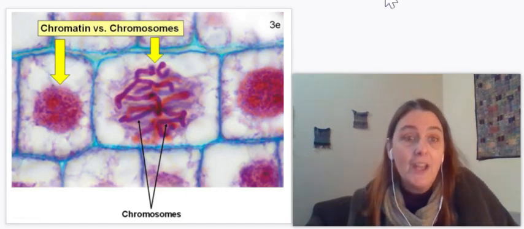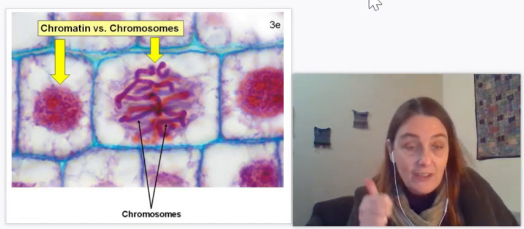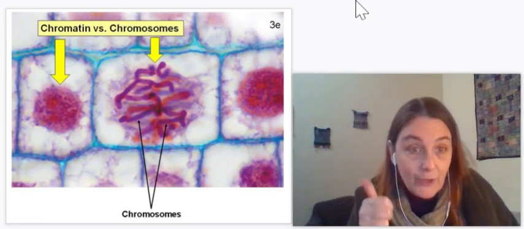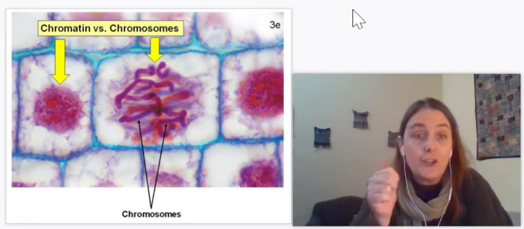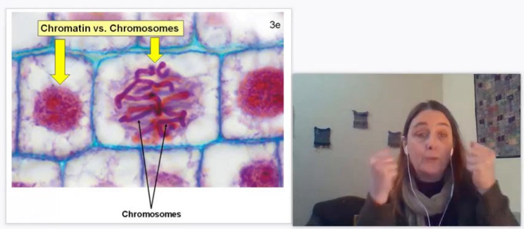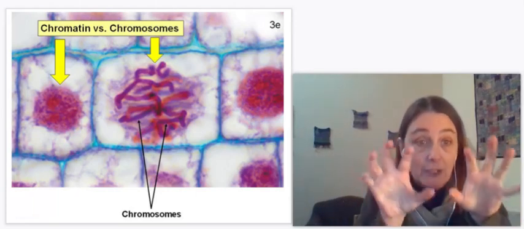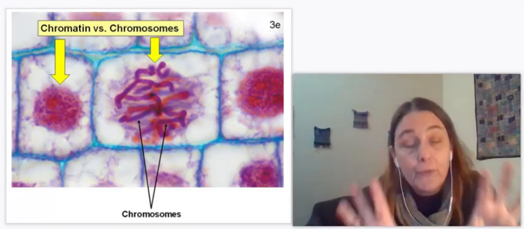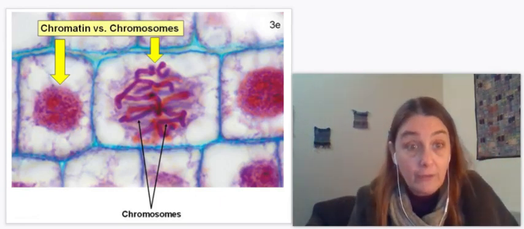Key takeaways: jumbly mess is DNA in chromatin. It's excellent for copying the DNA, absolutely essential, because during mitosis, we are going to separate identical copies and make sure that each daughter cell has the full set of genetic information from the parents.